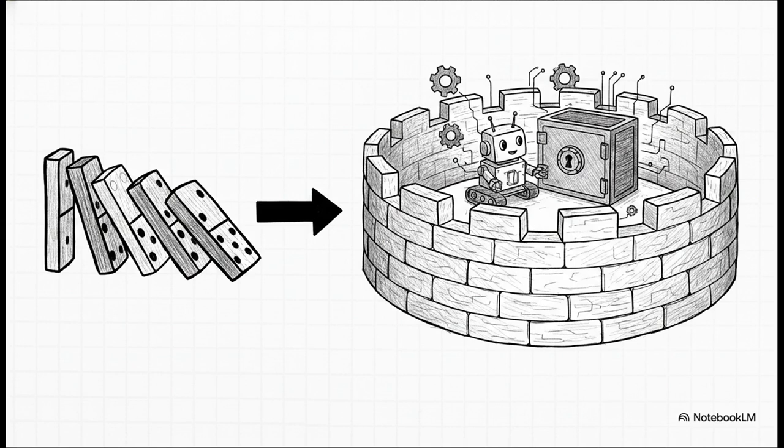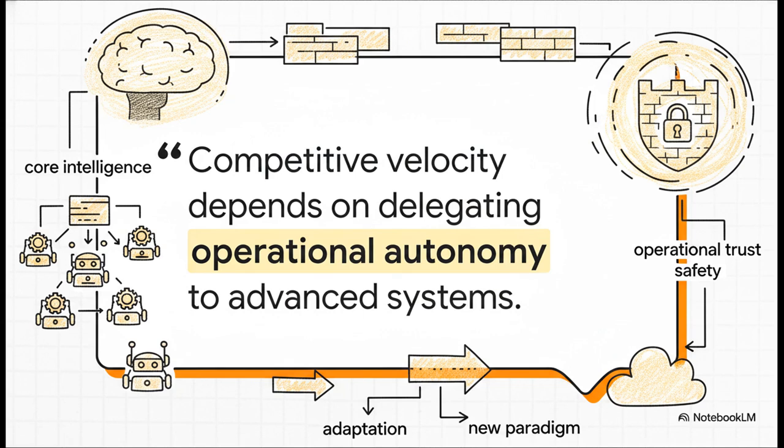We aren't just vetting NPM packages anymore. We are actively governing the operational interaction layer between the highly capable AI operator and the proprietary repository itself. The underlying research sums this up perfectly. Competitive operational velocity now depends entirely on the speed and safety at which an organization can confidently delegate operational autonomy to these advanced systems. Core intelligence, it's a commoditized utility now.